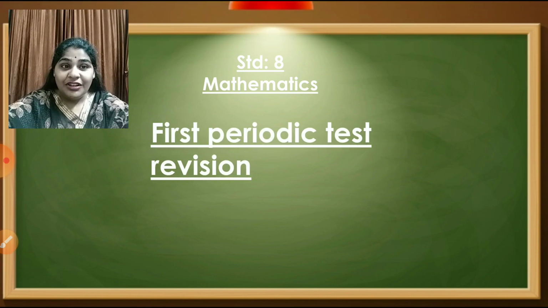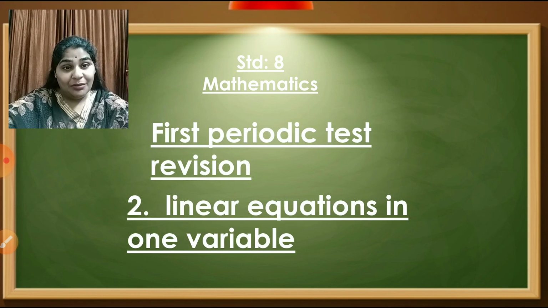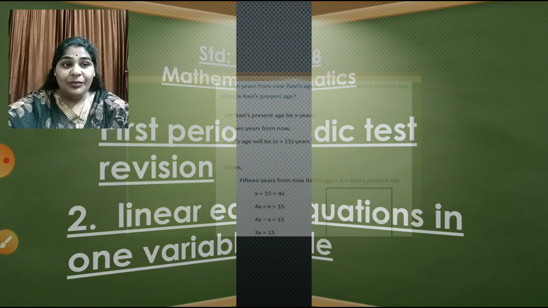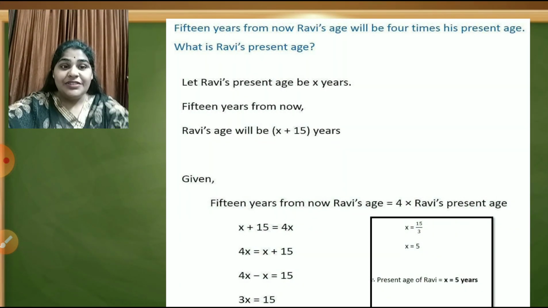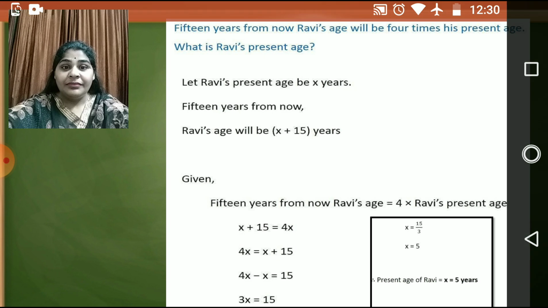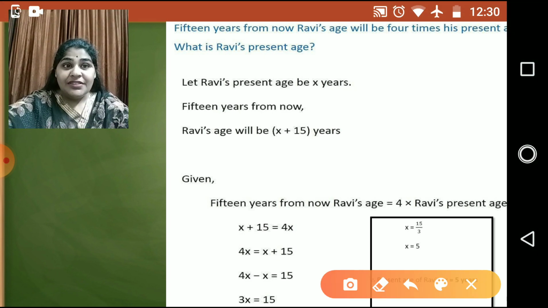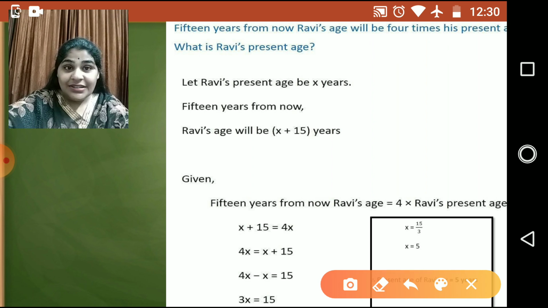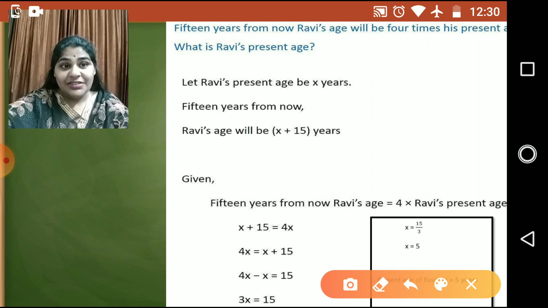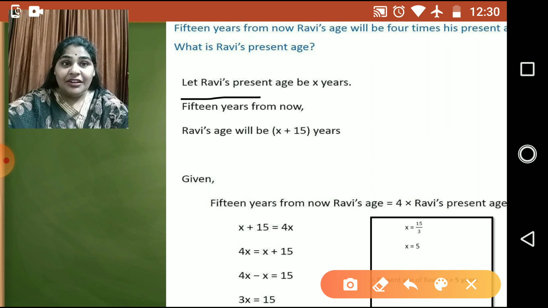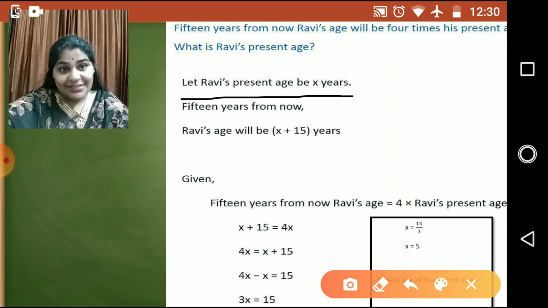So we are in the first periodic test revision, chapter number 2, linear equations in one variable. So here is our first word sum. 15 years from now, Ravi's age will be 4 times his present age. Now his present age, we don't know how much, so that we can take as a variable. So let us say, let Ravi's present age be x years.